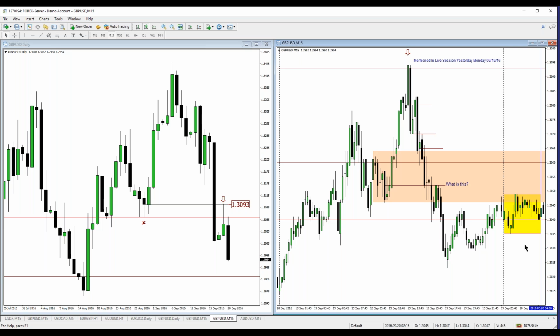And all that is a Judas swing up. Why would you be waiting for it to go up? Because above this range, initially, there's going to be buyers, and there's going to be sellers below the lows.